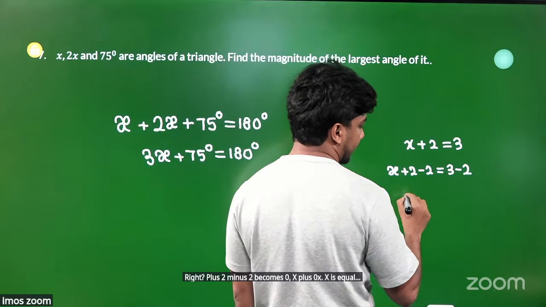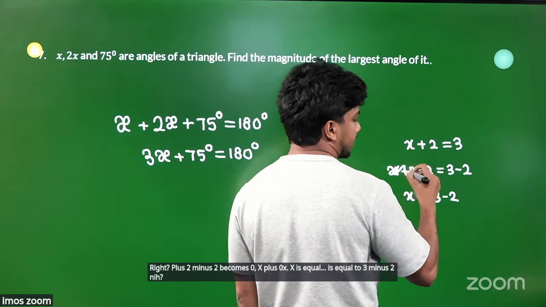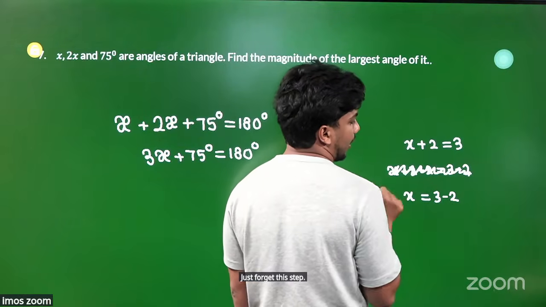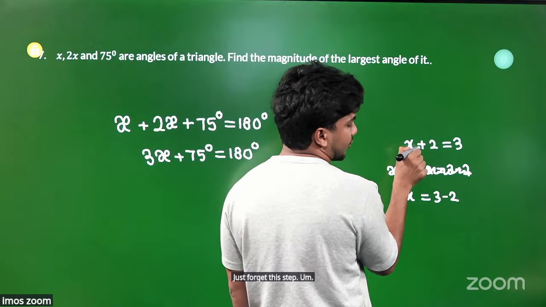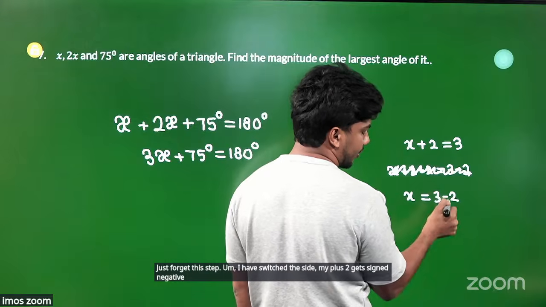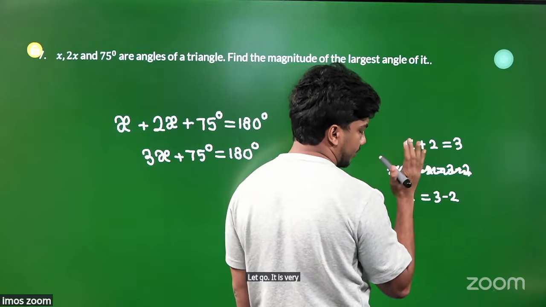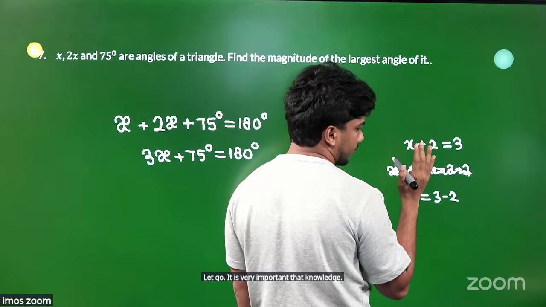What is the final result? x is equal to 3 minus 2. Just forget this step. I have switched the side. When you switch the side of this plus 2, you can think that its sign changes. Did you see? That knowledge is very important. You can think like that.